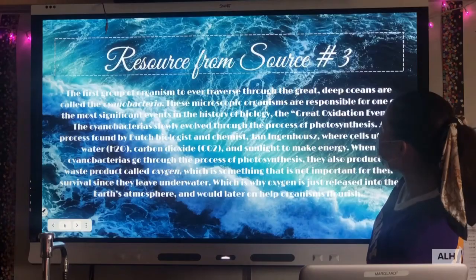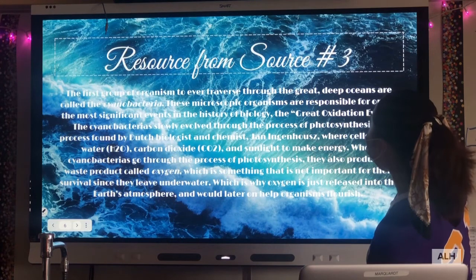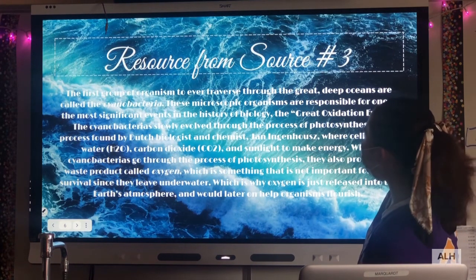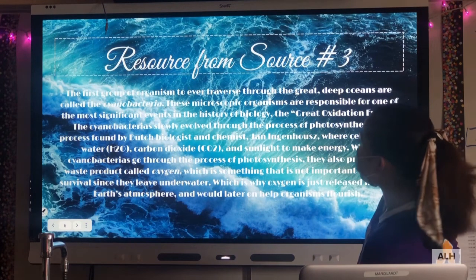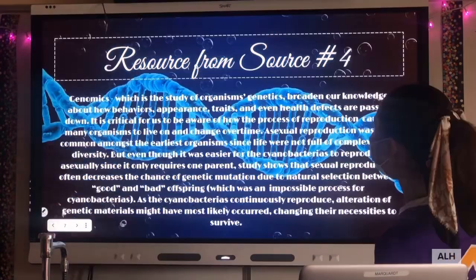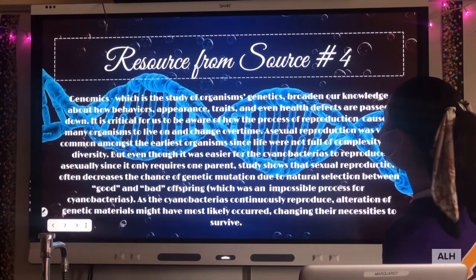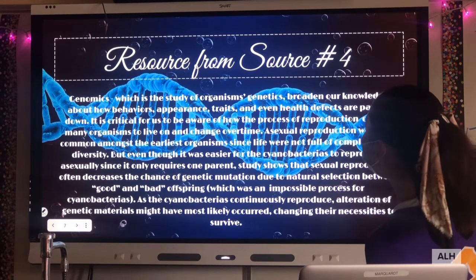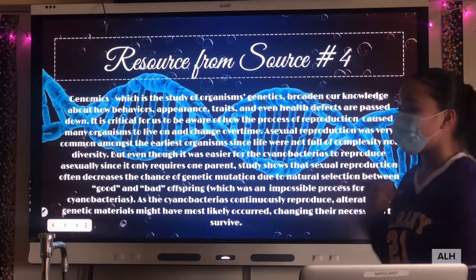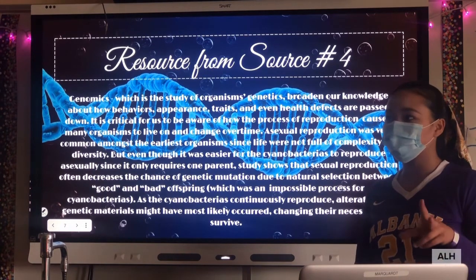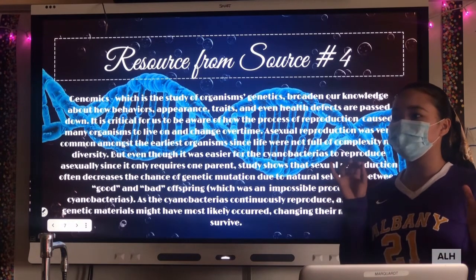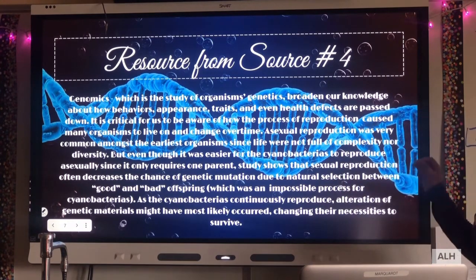The group of organisms to ever traverse through the great deep oceans are called the cyanobacteria. These microscopic organisms are responsible for one of the most significant events in the history of biology, the Great Oxidation Event. Just to be aware of how the process of reproduction caused many organisms to live on and change over time. So I talked about how asexual reproduction was mostly common for the earliest organisms since they were single-celled organisms, and it was easier.